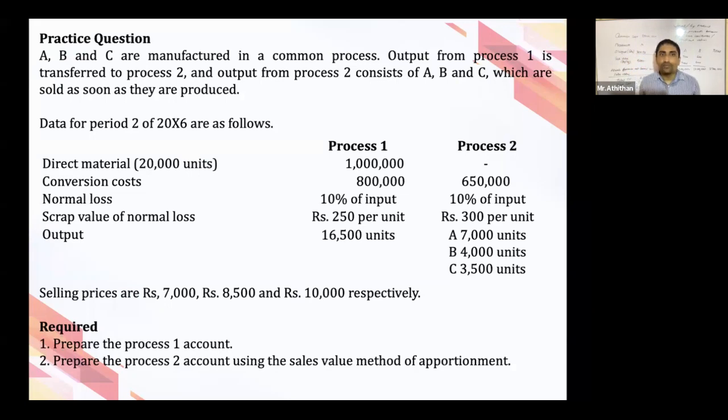Right. Data for period 2 of 2016 are as follows. Process 1 and process 2: direct material 20,000 units, conversion cost is given, normal loss, scrap value of normal loss, output. Selling prices 7,000, 8,500, 10,000 respectively. Right? Prepare the process 1 cost and the process 2 cost using the sales value method. Right? So please go through the process question. I will address that.